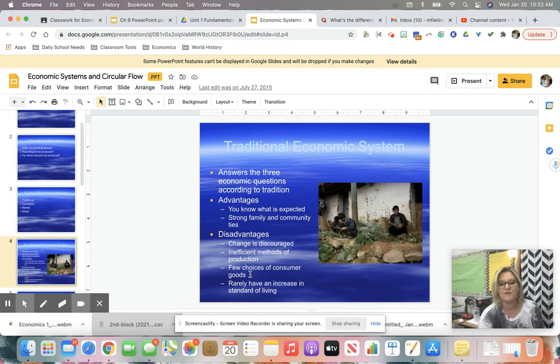This also leads to very few choices in consumer goods. What if people don't want goat meat and goat milk? They want cow's milk and cow meat or chicken meat. You don't get that because in your community, you herd goats and you have goat meat and goat milk. And there's not going to be an increase in standard of living. If you're doing the same thing you've always done and there's no competitor, then there is nothing there to force you to get better at what you do or to create goods and services to compete against somebody else that's going to increase our standard of living. And I'll give you an example of this.